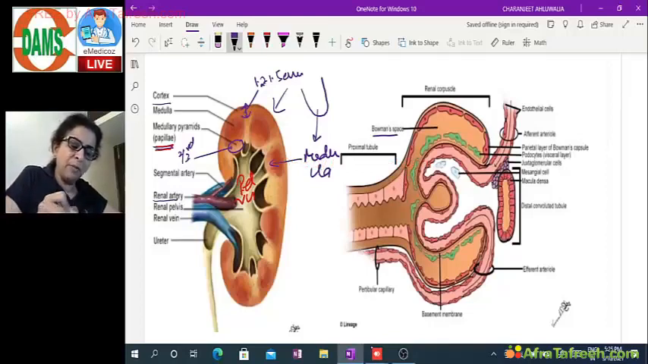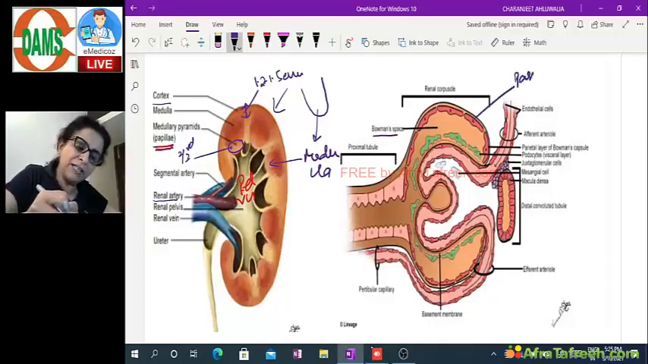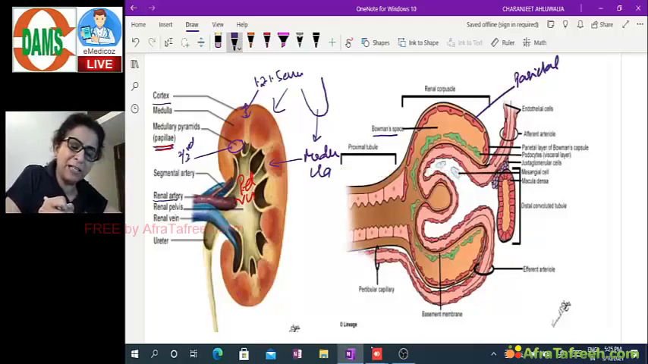This is the Bowman's capsule here. If you look at the Bowman's capsule, these are the parietal epithelial cells, the outer lining. Inside, the green colored ones are the visceral epithelial cells. Then these are the glomerular capillaries. Now if you see the visceral epithelial cell, then you have the capillary basement membrane.